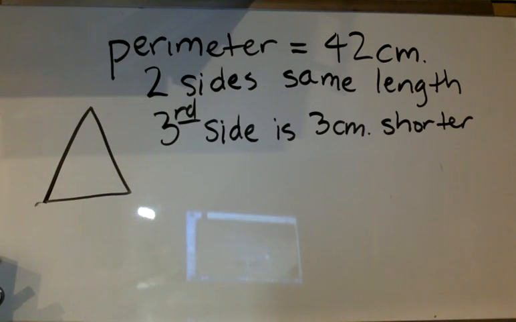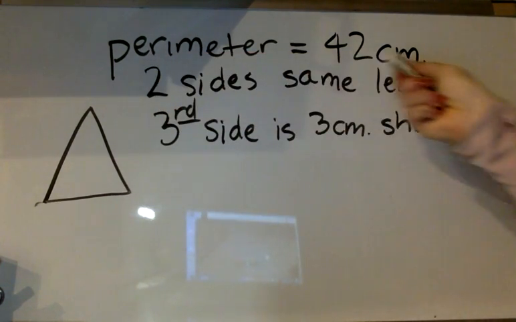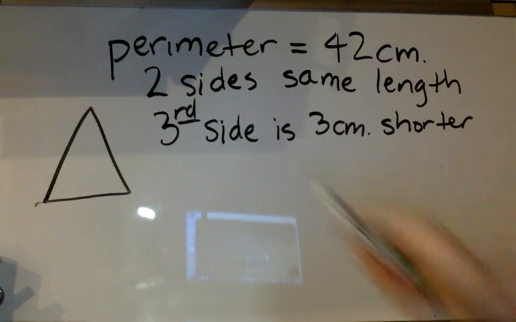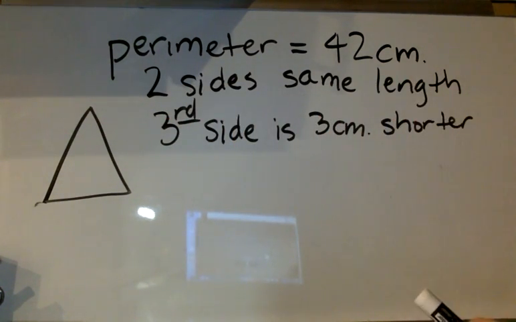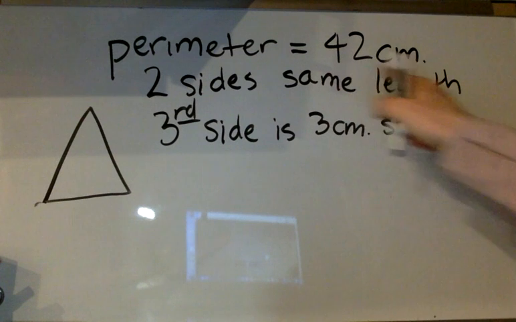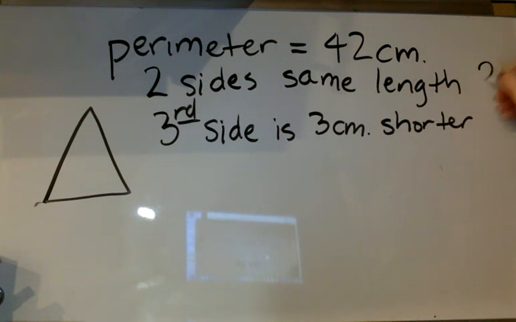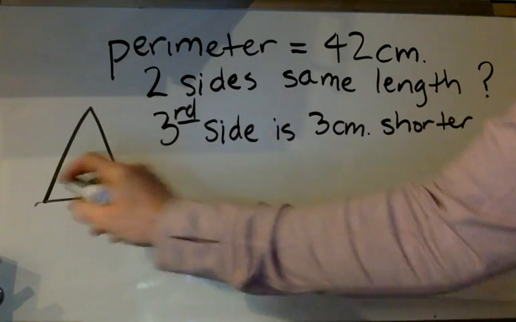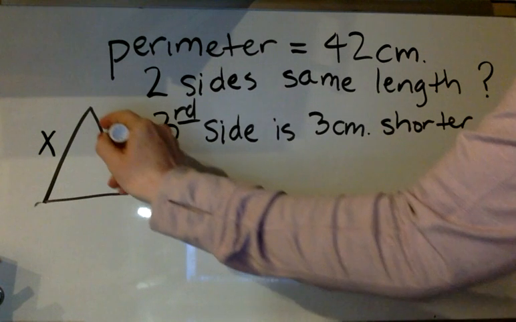Okay, for example 3, we're told that we have a triangle where the perimeter is 42 centimeters. We're told that 2 sides are the same length and that the third side is 3 centimeters shorter than the other 2 sides. I always like to draw a visual and mark it with the given information. 2 sides are the same length. I don't know what that length is, so I'm going to call it x. So 2 sides of this triangle have a side length of x. I'll mark them this way.